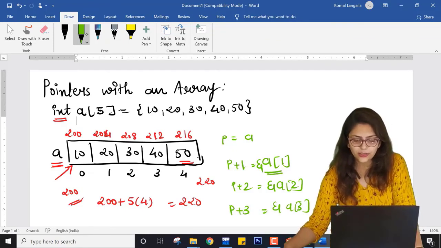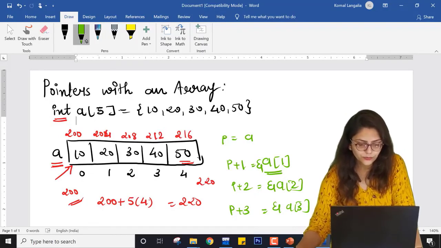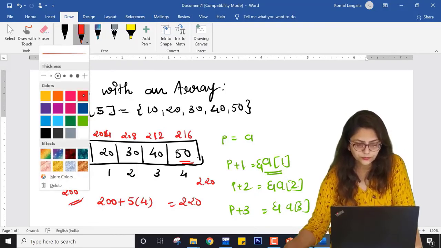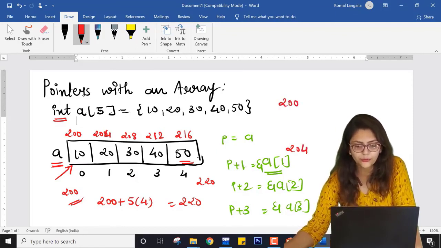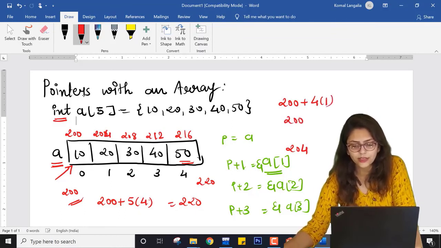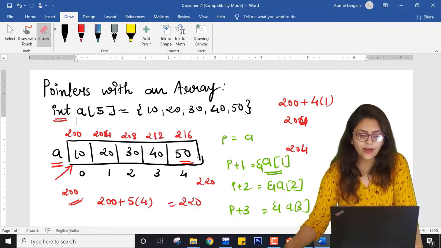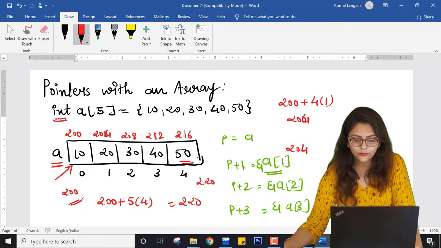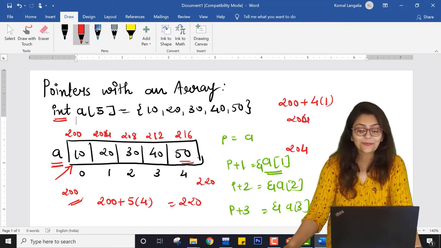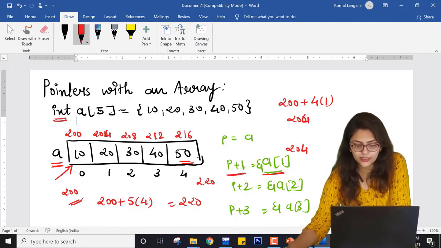You can see that the address of A of 1 is 204. How does it come? P is 200 plus size of integer into 1, so the answer is 204. That's why the scaling factor is really very important to understand. So these are addresses.